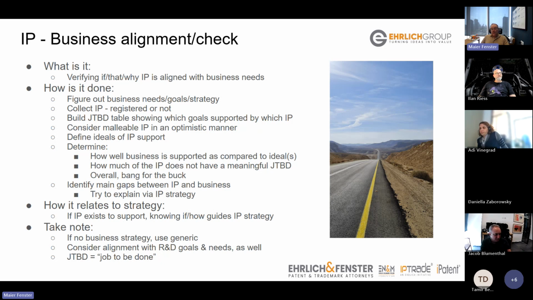In any case, you determine how well the business is actually supported, how much of the IP doesn't have a meaningful job to be done. And you can also look overall at the bang for the buck that you're getting, how much you're spending on IP and how much value it's giving you. And you look for gaps between the IP and the business, and it's never the fault of the business. So you try to explain these gaps based on what your IP strategy is and maybe how it should be changed.